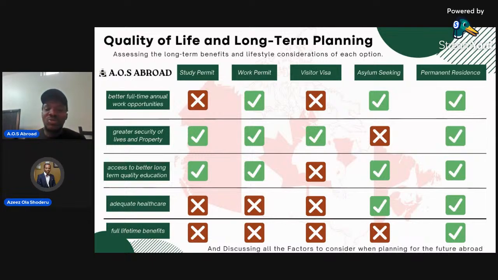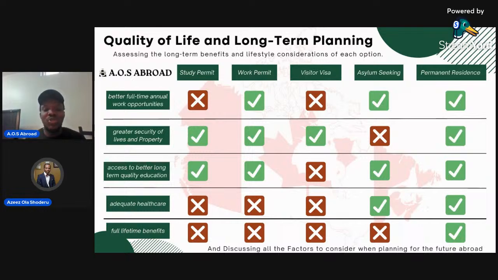You could get adequate health care because yes, you would be qualified for the health card. In other words, you have adequate health care insurance that could actually cater for you, and not just only you but your family members.